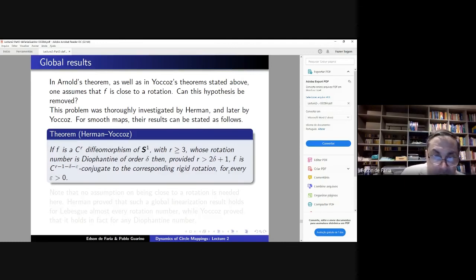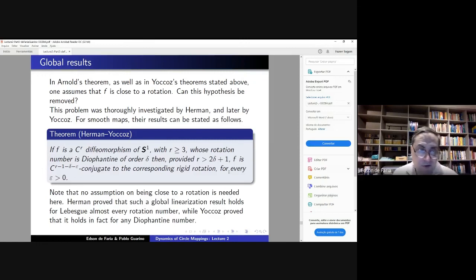very good rotation number, then the conjugacy to the rotation, you lose a little bit more than 1 degree of differentiability, okay? But the conjugacy will still be differentiable. So if R is large, then the conjugacy will also be very, very smooth, okay?